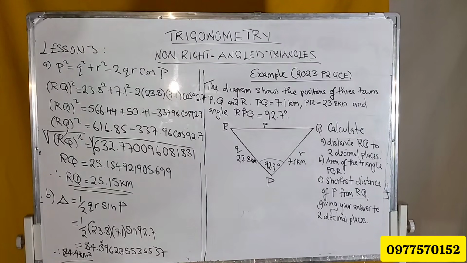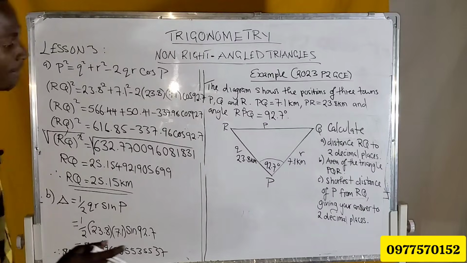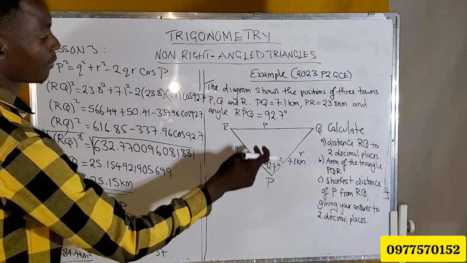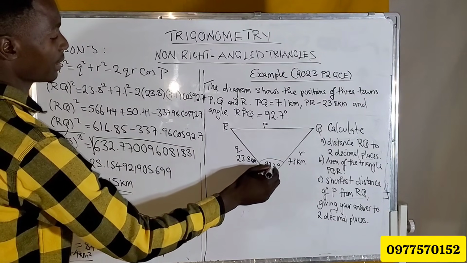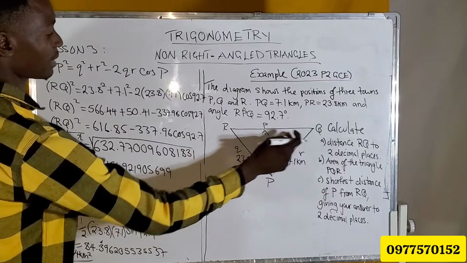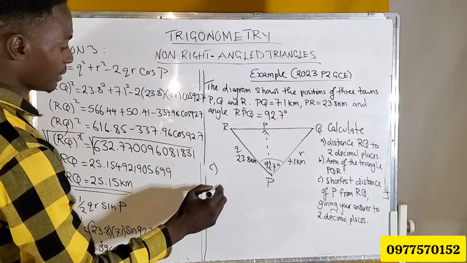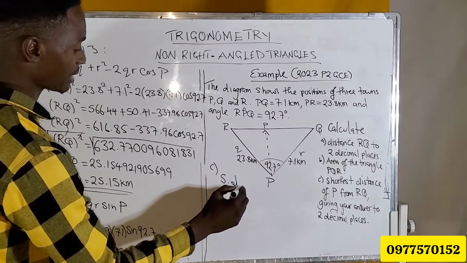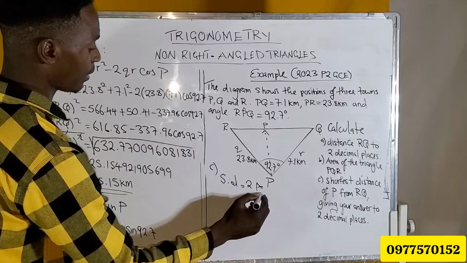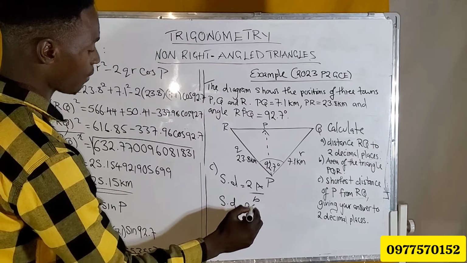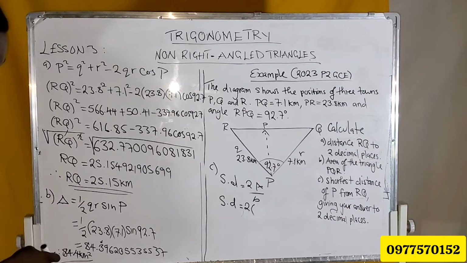Now, the last question here, which is also very interesting, is the shortest distance. You see, they're saying calculate the shortest distance of P. Okay, from what? RQ. So meaning it is this distance. All right. So this is C. Shortest distance is SD, shortest distance, 2 times area over the base. Now, so shortest distance is equal to 2. What is area? Area we've already calculated. We already found 84.4 here.